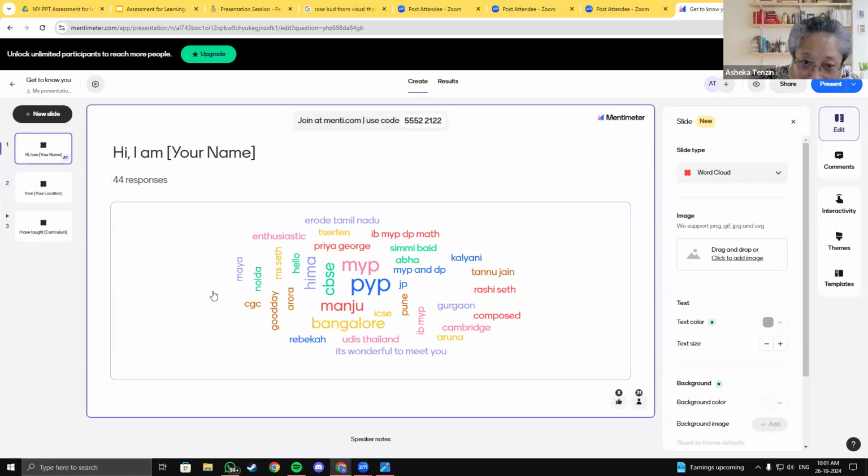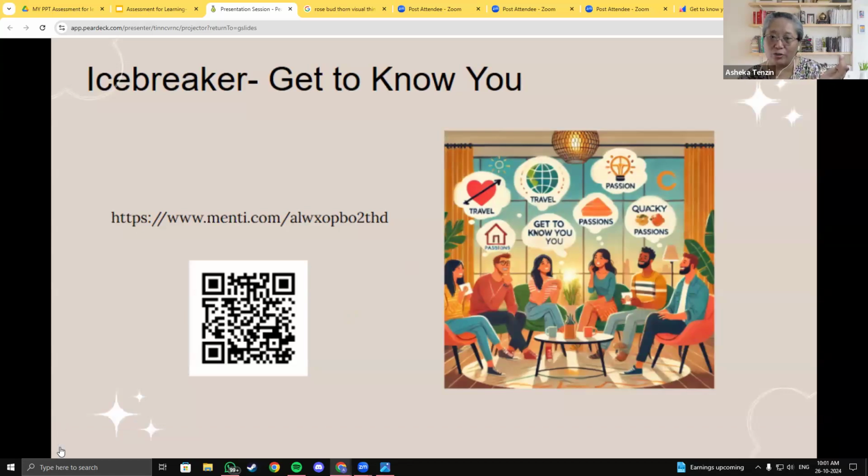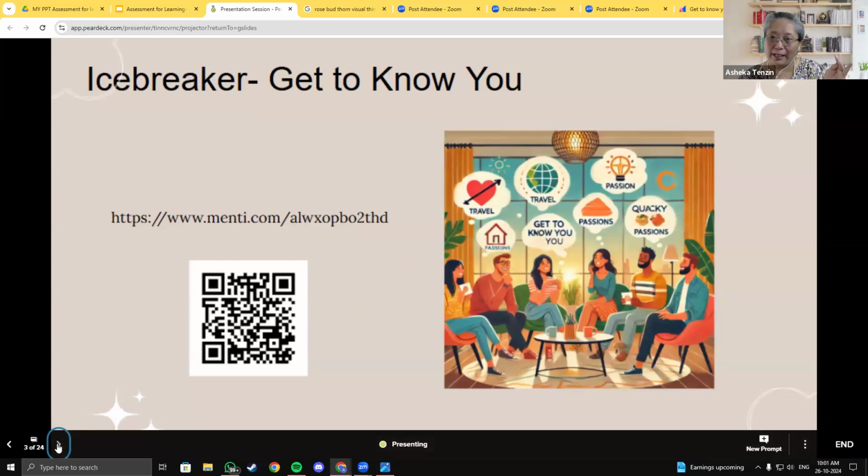Okay, so I have a gist of all the people who are here. Most of you are teaching either MYP, the IB curriculum, or there are a couple who are teaching Cambridge and the CBSE curriculum. Thank you so much for doing this icebreaker activity. You can use menti.com in your class also for specific icebreaker activities with your students. I use it for my presentations when I want to know the different people in the group and know more about them.